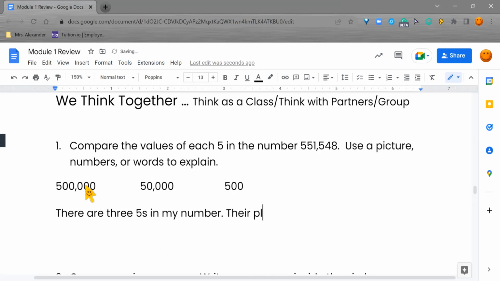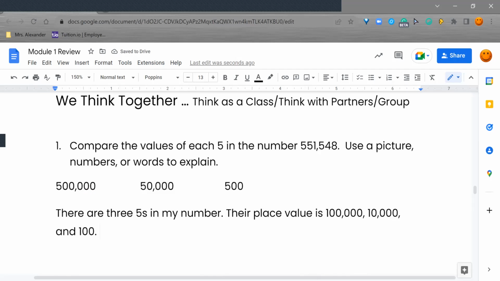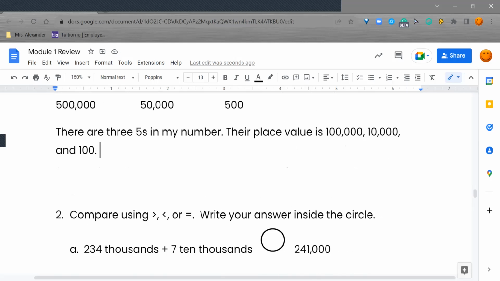Their place value is, I have 100,000 as one place value. I have 10,000 as another place value. And I have 100. And this explains what my 5s are. 100,000, 10,000, and 100. Let's move on to question number 2.